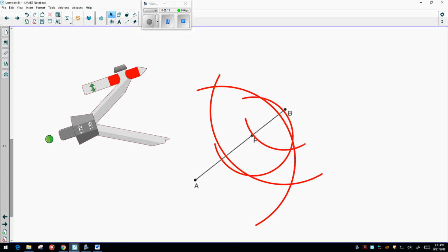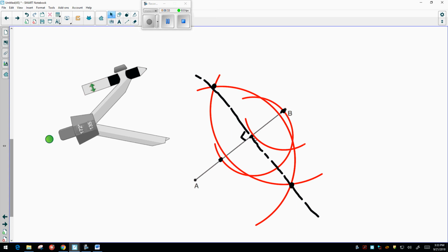And notice what happened. So this was the original points of intersection where we placed our compass. These are the new points of intersection that we just found. And when I connect the line, notice it goes right through point P.